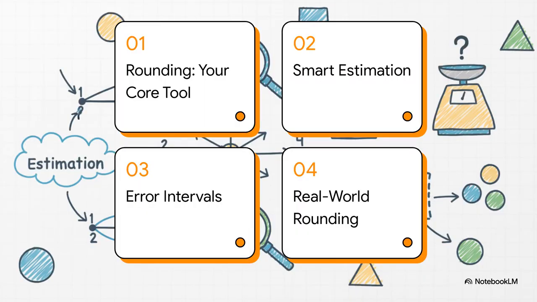So here's the game plan for today. We're going to build your accuracy toolkit piece by piece. First up, we'll nail down the absolute core tool, which is rounding. Then we'll put that to work with some smart estimation. After that, we'll get a bit more advanced and look at error intervals, and then wrap it all up with some real-world rounding rules. Let's get into it.